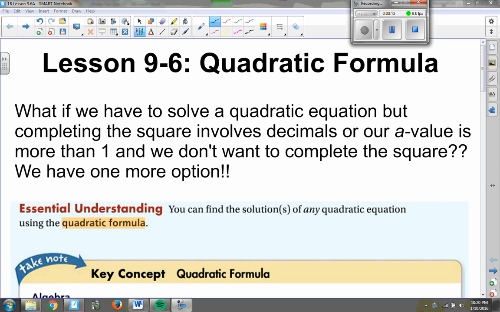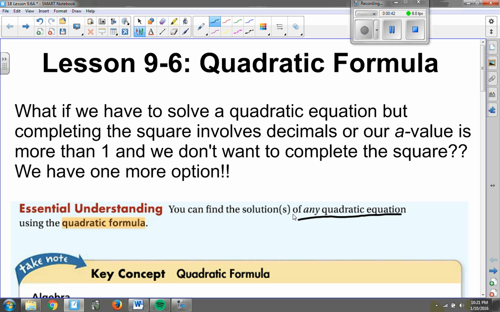We have one more way of solving quadratic equations that we need to learn. This one involves the most work on our calculator probably, because we'll be squaring things, subtracting things, square rooting answers, and things of that nature. But the quadratic formula is very nice because it allows us to find the solutions of any quadratic equation.